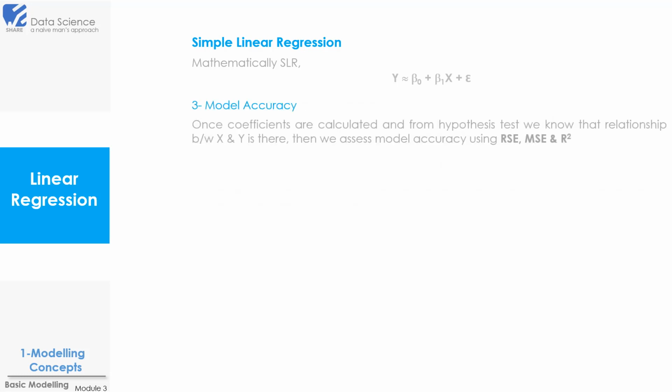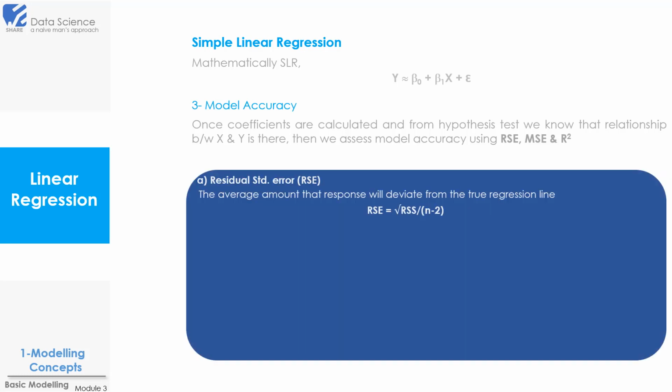Then in the third step, we will check the accuracy of our model. So there are two measures that we use. First is RSE, which is the residual standard error, or we can use MSE as well, which is mean squared error, and R square. Now RSE is the average amount the response will deviate from the true regression line, and it is given by square root of RSS divided by n minus 2. Here n minus 2 is the degrees of freedom.